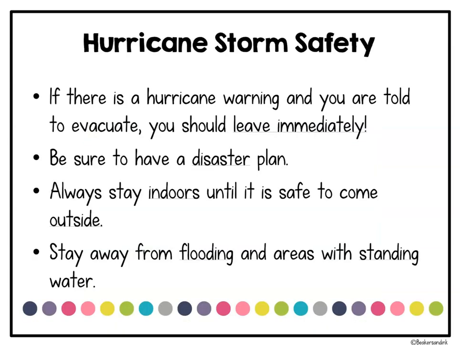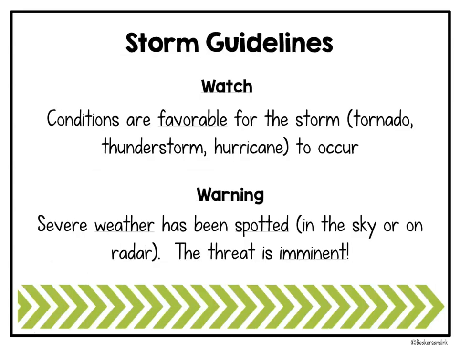So, hurricane safety. If there is a hurricane warning and you're told to evacuate, you definitely need to leave immediately. If you live in an area where hurricanes are prone to happen, make sure you have a disaster plan. And always make sure that you stay indoors until it's safe to come outside. Lastly, stay away from flooding and areas with standing water. You never know when there are down power lines that could transmit electric shock. So it's very important. All of these different types of storms have guidelines.